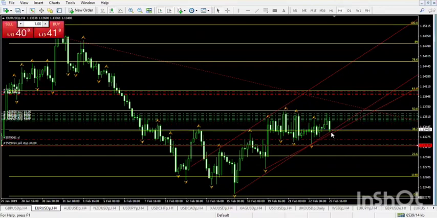But the best opportunity to buy is right here, on the lower wall here. You can put your stop loss right there. Let's see what it is. It's 1.13402.